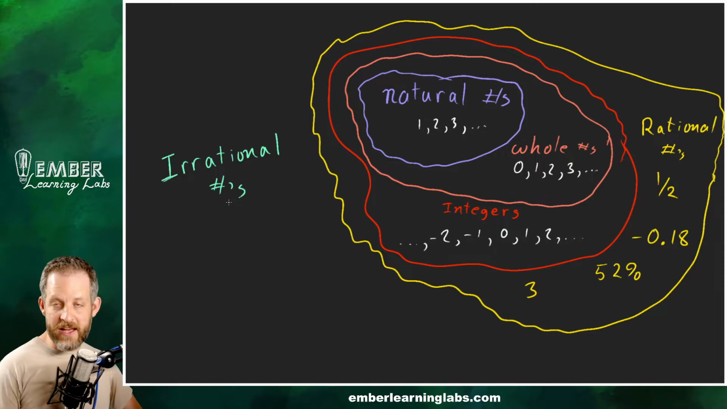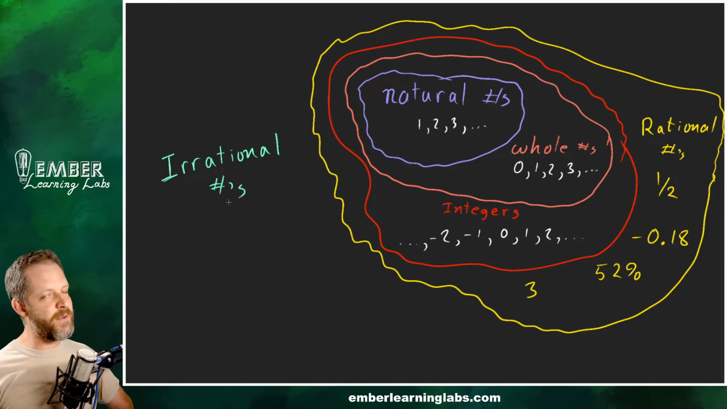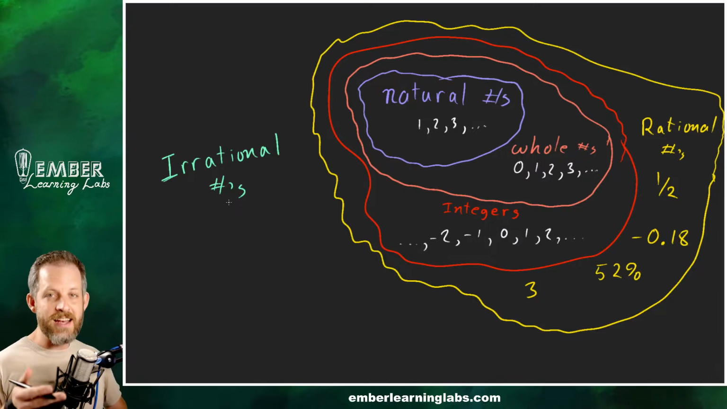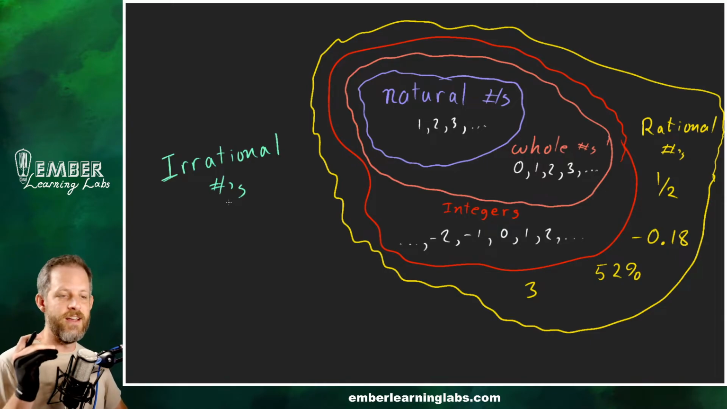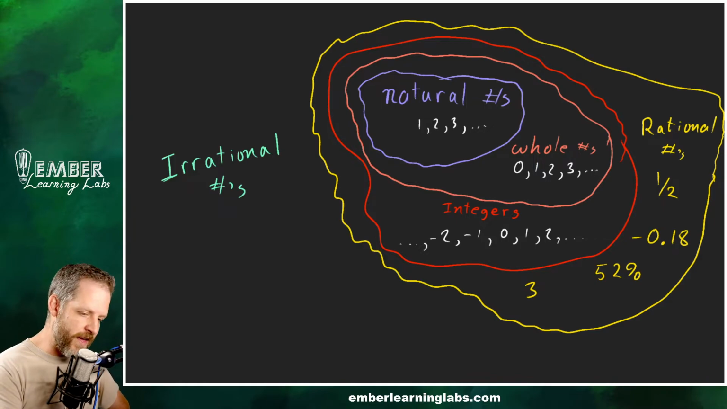Irrational numbers. I don't know if you remember from a few seconds ago, but rational numbers are anything that can be written as a fraction, right? Irrational numbers are non-repeating, non-ending decimals. So numbers that cannot be written as a ratio of whole numbers, a ratio of integers, right? So they are things like the square root of 5.